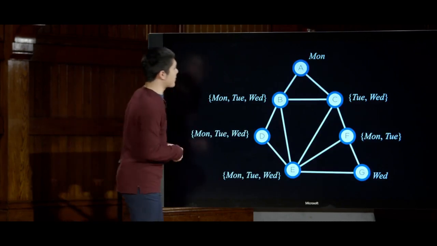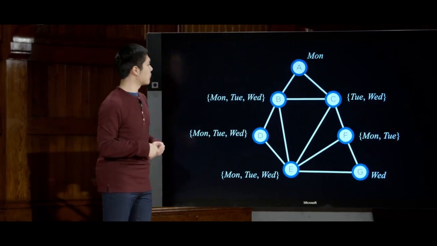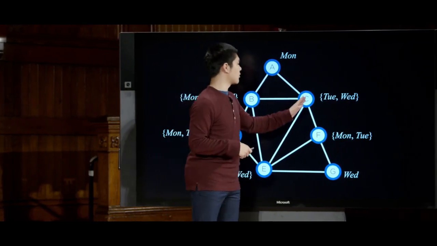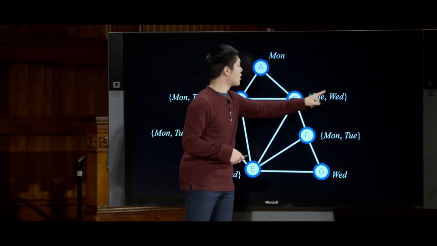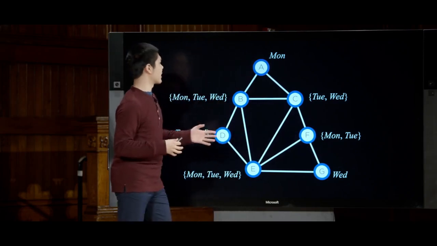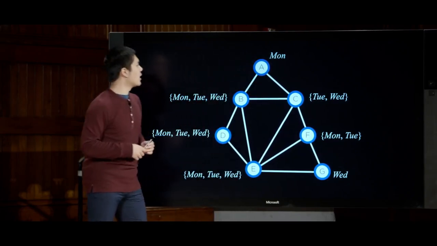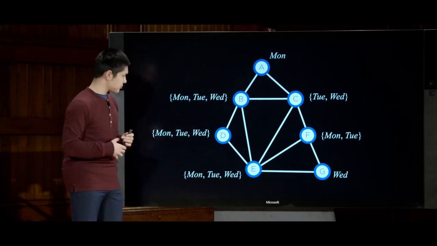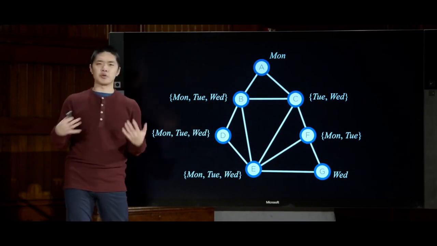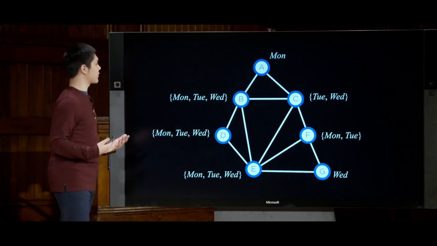So an example of that might be in this particular situation here, if I'm trying to choose a value for node C, that C is equal to either Tuesday or Wednesday. We know it can't be Monday because it conflicts with this domain here, where we already know that A is Monday. So C must be Tuesday or Wednesday. And the question is, should I try Tuesday first or should I try Wednesday first?